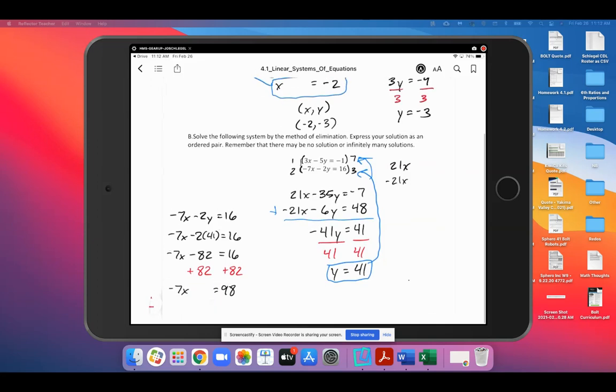Lastly, folks, I'm going to divide by negative 7. And I'm going to end up with x equals negative 14. So in the case of this one, folks, our solution is going to be x, y. Our solution is going to be negative 14, 41. Okay, that's it for this problem. I'm going to pause and give you the opportunity to do so as well, and then I'm going to move on.